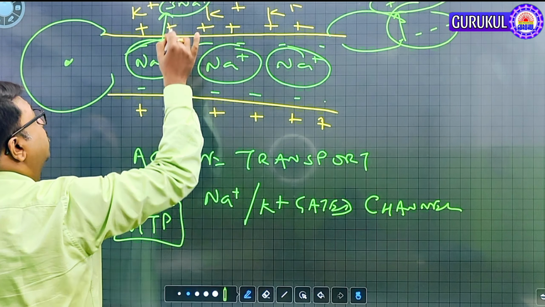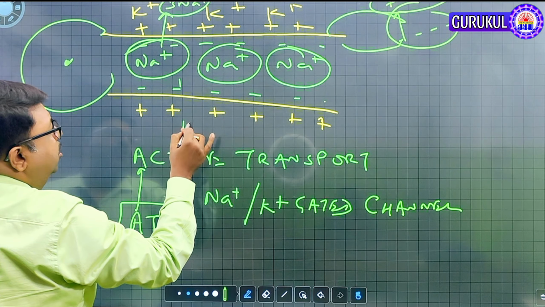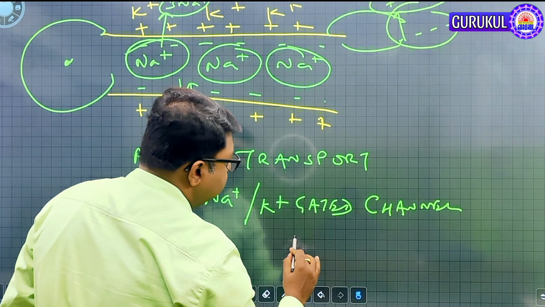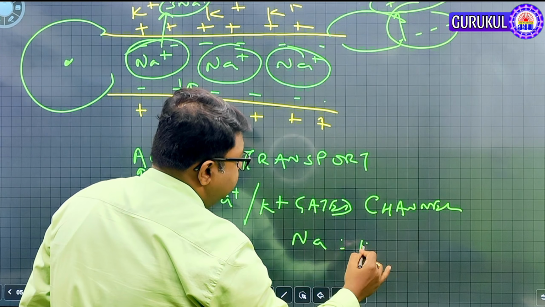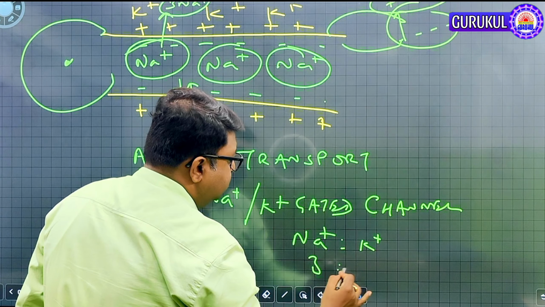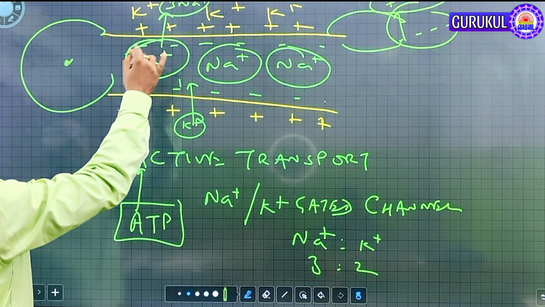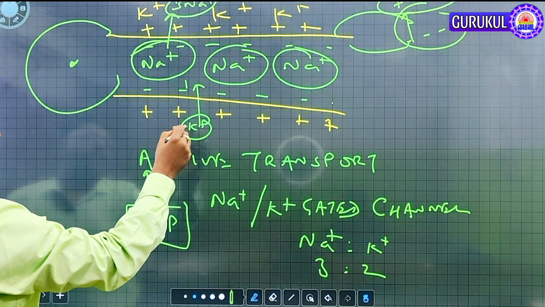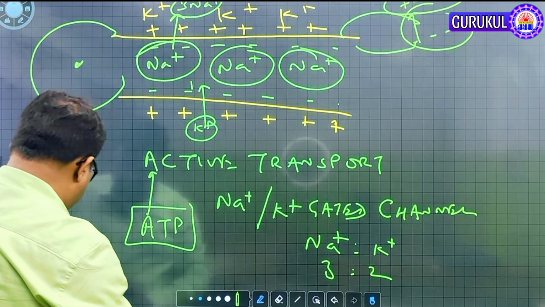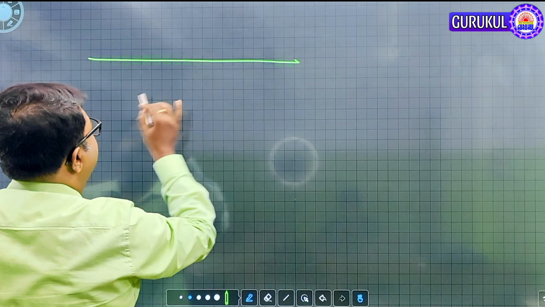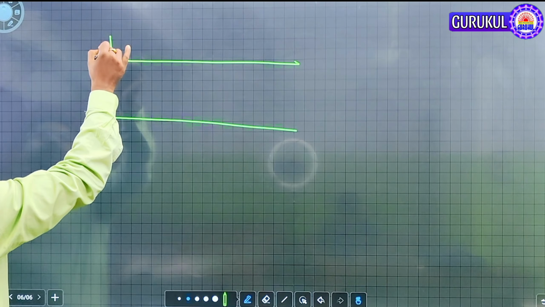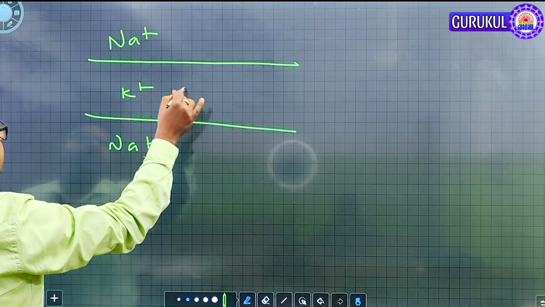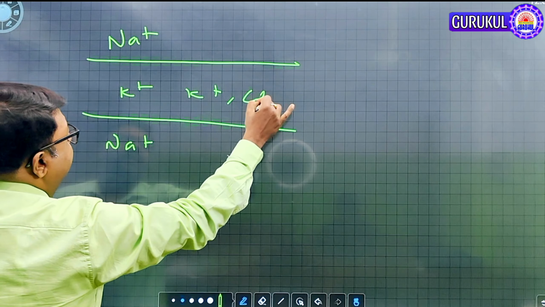3 सोडियम विल बी पुश्ड आउट and 2 potassium ions should be pushed in. So what is the ratio? Sodium is to potassium 3:2. 3 सोडियम को बाहर निकाला जाएगा धक्का देकर, और एटीपी यूज करके 2 पोटेशियम आयन को अंदर डाला जाएगा टू मेंटेन अगेन द पोलैरिटी, ताकि बाहर क्या रहे? सोडियम आयन ज्यादा रहे, अंदर पोटेशियम आयन ज्यादा रहे. And this was there in the earlier on.